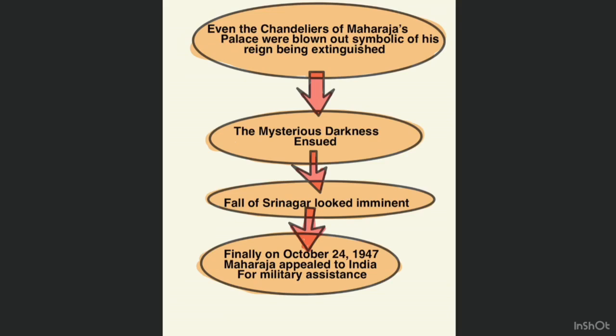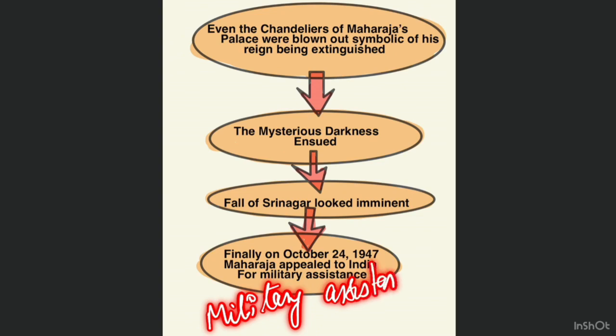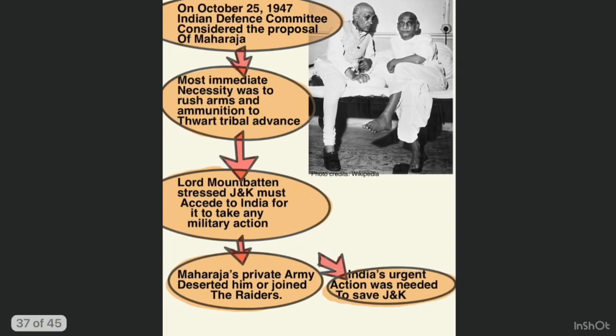So as this mysterious darkness ensued, the Maharaja could see his end. He could see how his end looked imminent and Srinagar was going to fall. It is at this time, on October 24, 1947, that he appealed to the Indian government for military assistance. So what happened the next morning, on 25th of October?